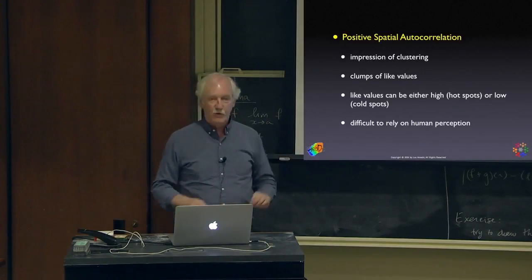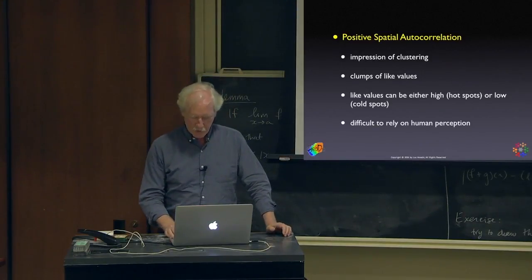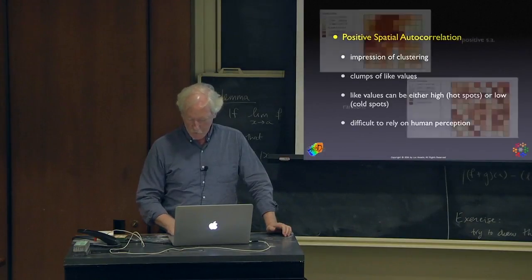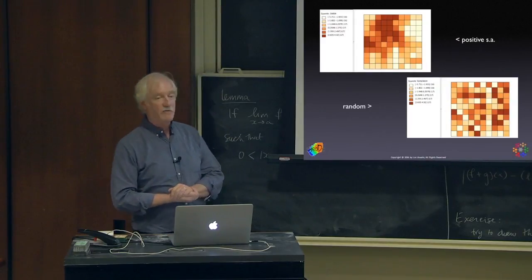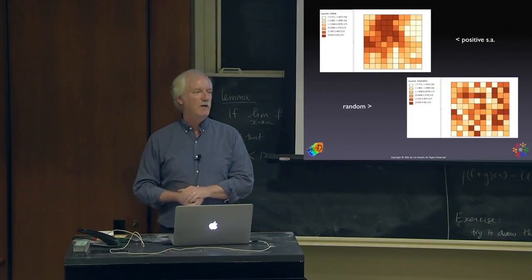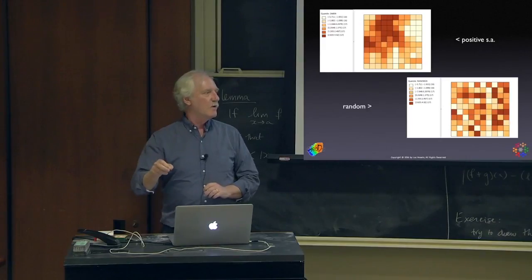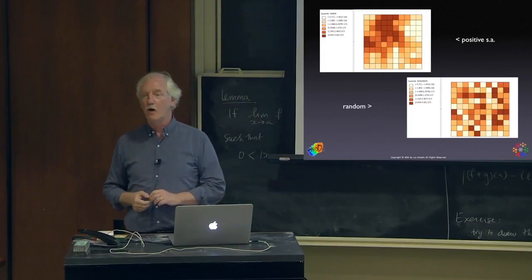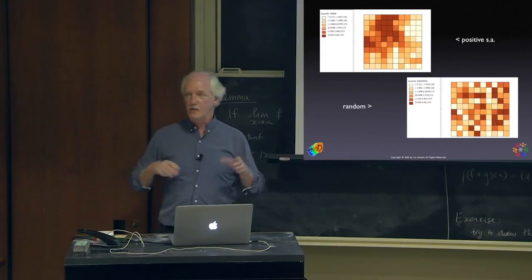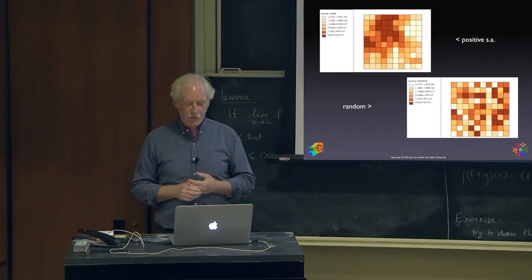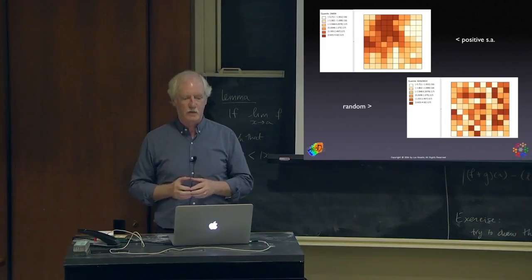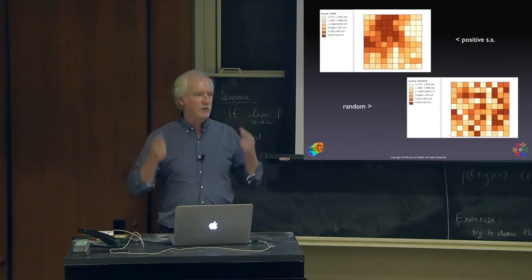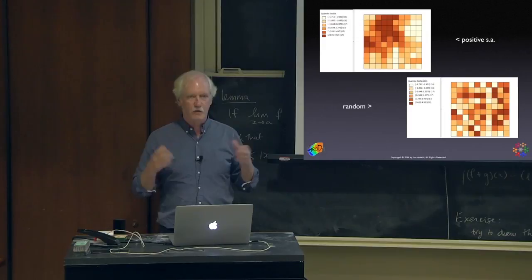Last bullet, very important, difficult to rely on human perception. And if we had all the time in the world, we could run a little experiment where I can put a bunch of these in front of you, and you have to vote whether they're spatially random or not, and then when they're not, whether they're positive or negatively correlated. It's very hard to do. And as you'll see, at least in my view and in my experience, it's a little easier to do for positive than for negative. You'll see in a second why. Our brains are wired to see patterns. We see patterns even when there are no patterns.